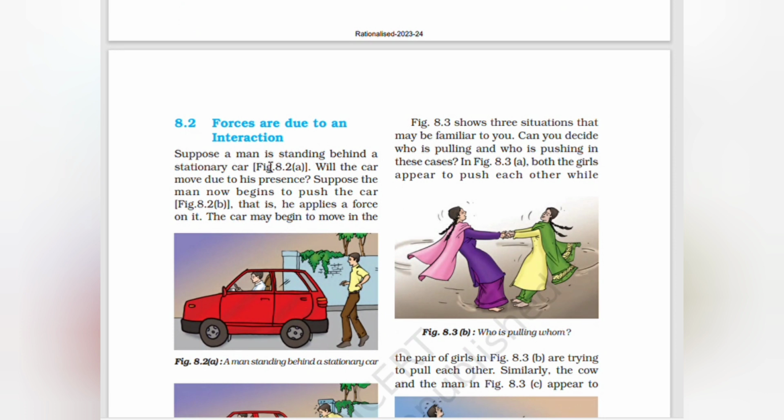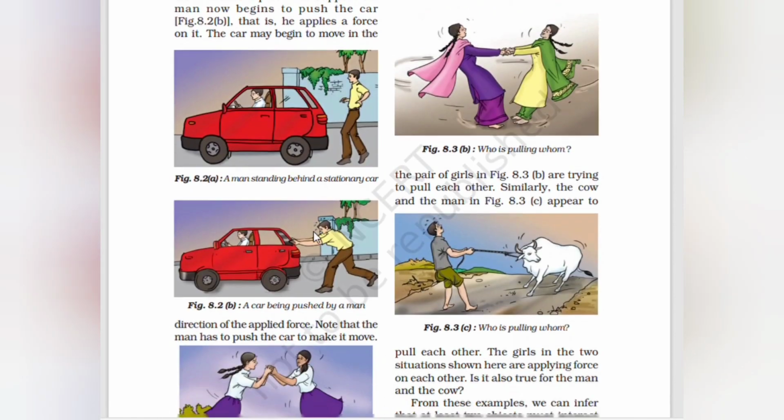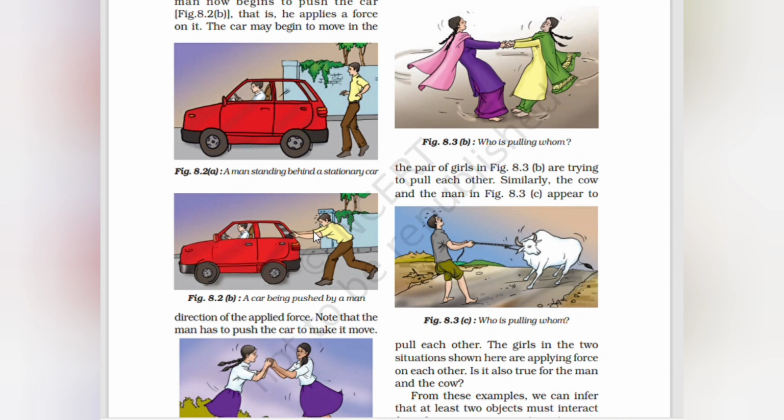Suppose a man is standing behind a stationary car. Will the car move due to his presence? No. Suppose the man now begins to push the car. That is, he applies a force. The car may begin to move in the direction of the applied force.